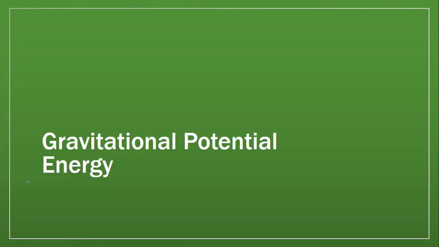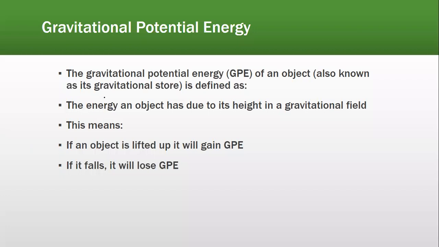Work done क्या है? Input energy, the energy that we input, and then the output can be a gravitational potential energy or a kinetic energy when an object is moving or when an object is in an increasing height. That is your gravitational potential energy. So the gravitational potential energy GPE of an object, also known as its gravitational store, is defined as the energy an object has due to its height in a gravitational field. This means if an object is lifted up, it will gain GPE, and if it falls, it will lose GPE.